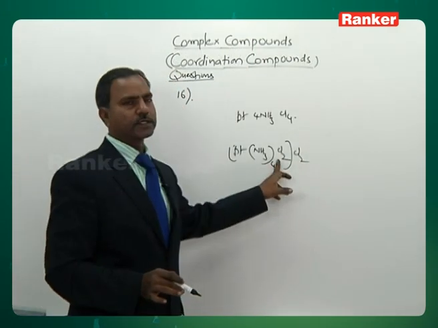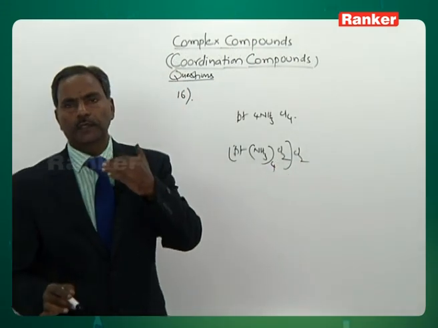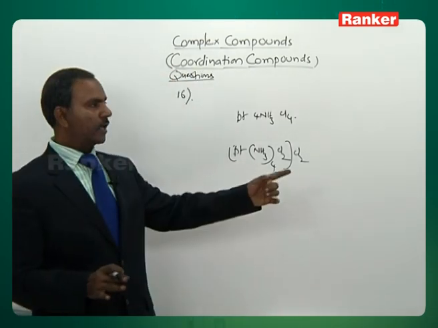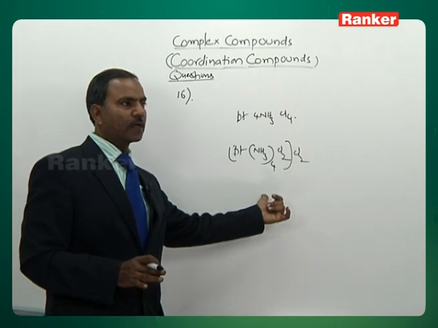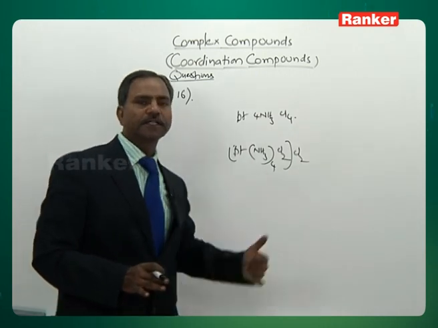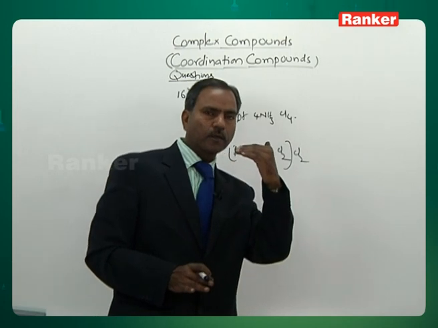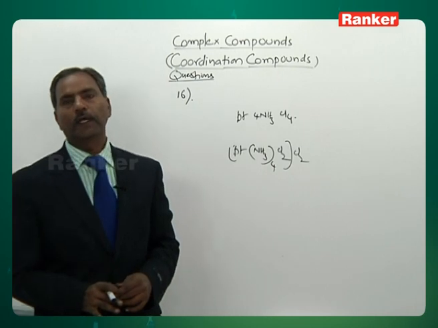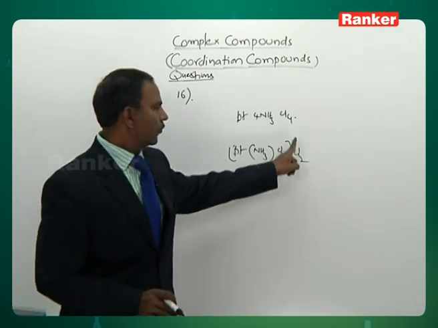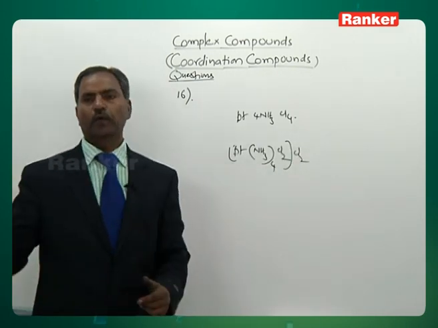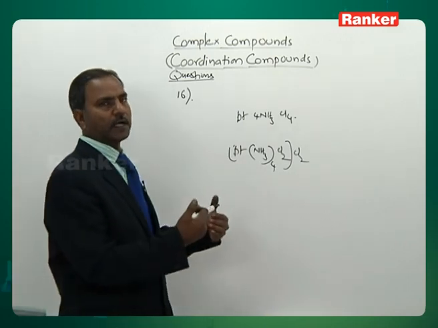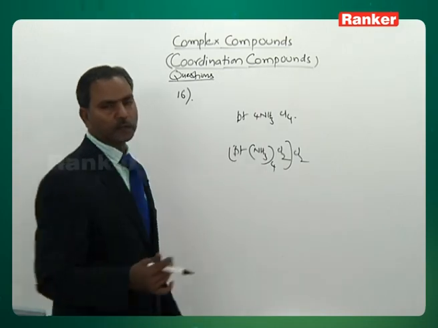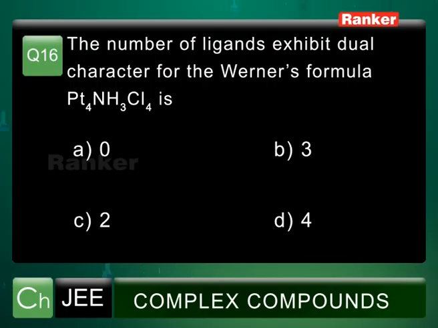These negative ligands are satisfying both. Here, negative ligands generally satisfy primary valence, but here they are inside the bracket and they are coming under coordination number. They are satisfying both primary and secondary. Such ligands we call dual ligands. Therefore, out of 4 chloride ligands, 2 are satisfying both primary and secondary. They are inside the bracket, satisfying the coordination number even. Therefore, here the answer is C, 2.